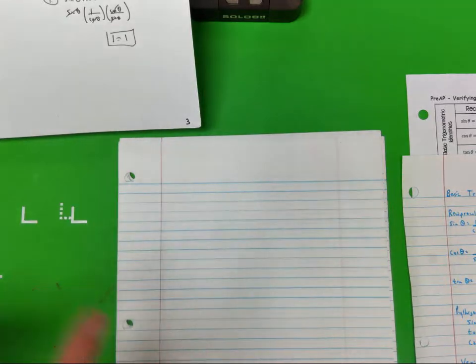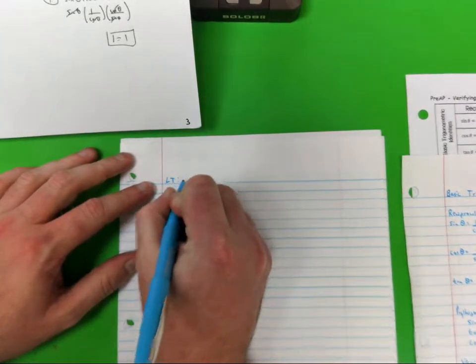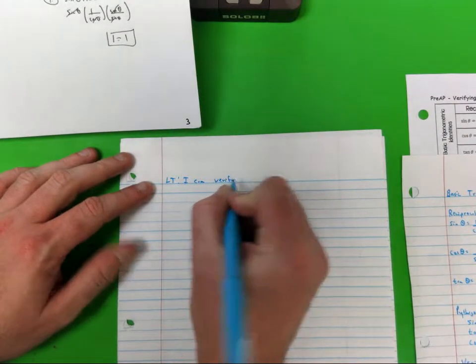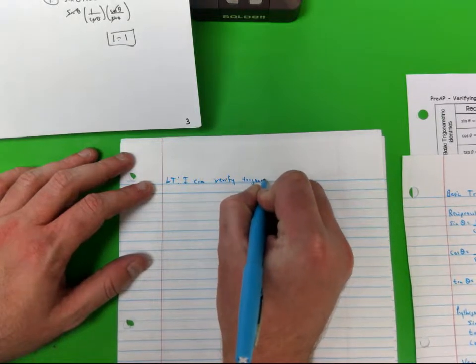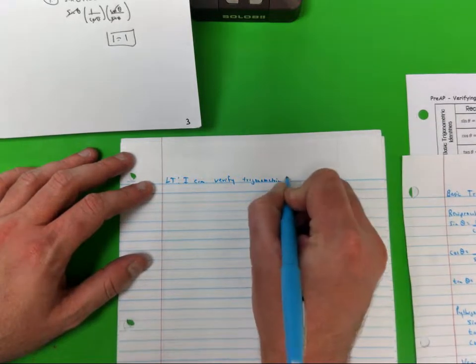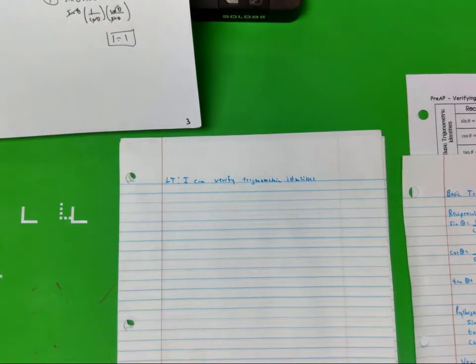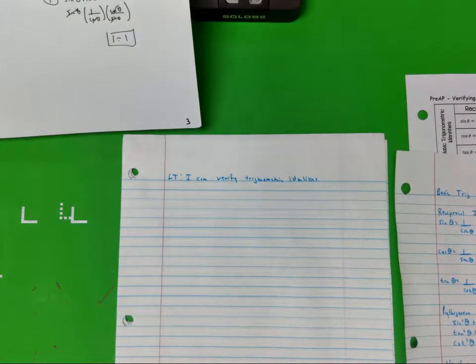Remember, our learning target today was I can verify trig identities. I can verify. Remember, verify is just another word for prove. I can verify trigonometric identities. We learned a lot about some trigonometric identities today.